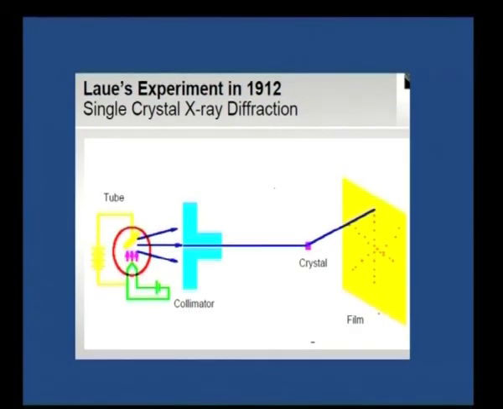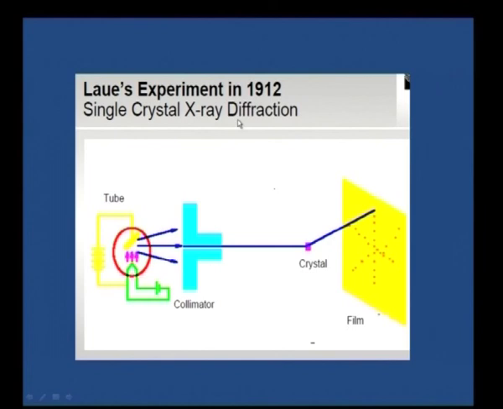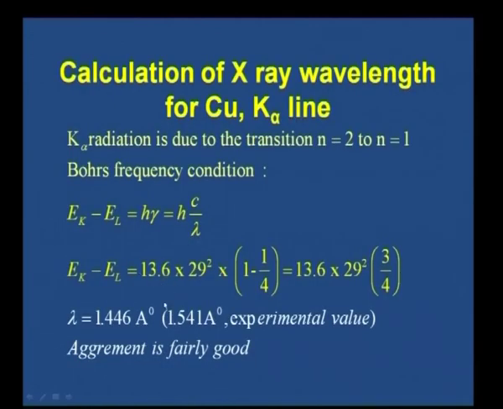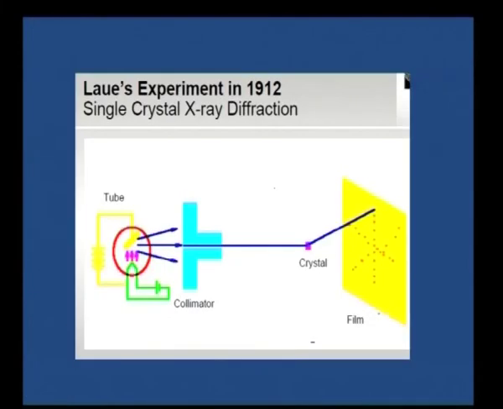Then we will move on to the Laue experiment, which was conducted by Max von Laue in 1912. He used a single crystal to obtain the X-ray diffraction pattern. You have an X-ray tube and a collimator. Now, the X-ray wavelength which will be coming will be like this. If you are using a copper target, the wavelength will be 1.541 angstrom. That is the thing that I am trying to show here.